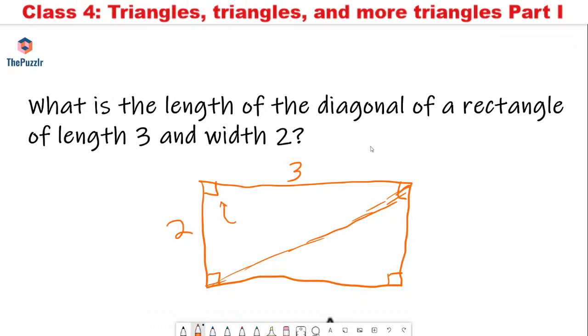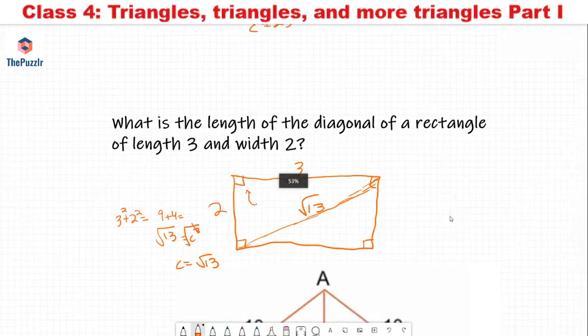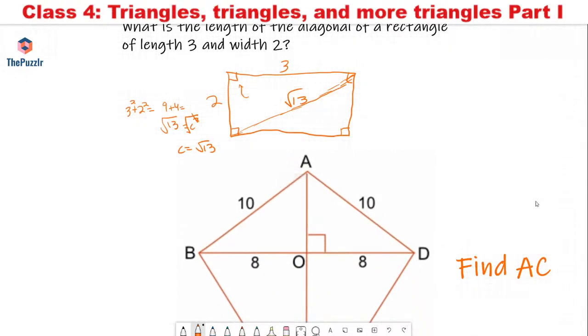Our sides are 3 and 2, so 3 squared plus 2 squared. That's going to give us 9 plus 4 equals 13. And this is equal to c squared, right? So we take the square root of both sides, and we get c is equal to the square root of 13. So this one, it's that easy, square root of 13, right? If you were overthinking that one, you didn't have to.